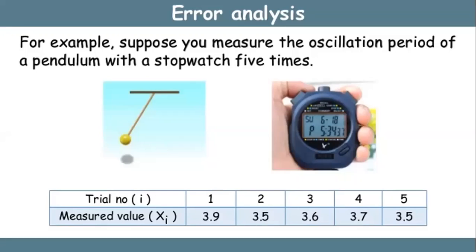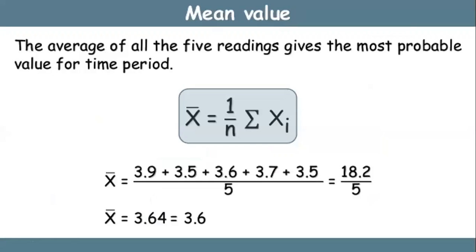Now here, there is an example. There is a stopwatch. The oscillation of the pendulum is found out using the stopwatch. Now we have taken 5 measured values. Okay. So 5 trials we have done. And the measured values are 3.9, 3.5, 3.6, 3.7 and 3.5. Now we can go for finding the absolute error.